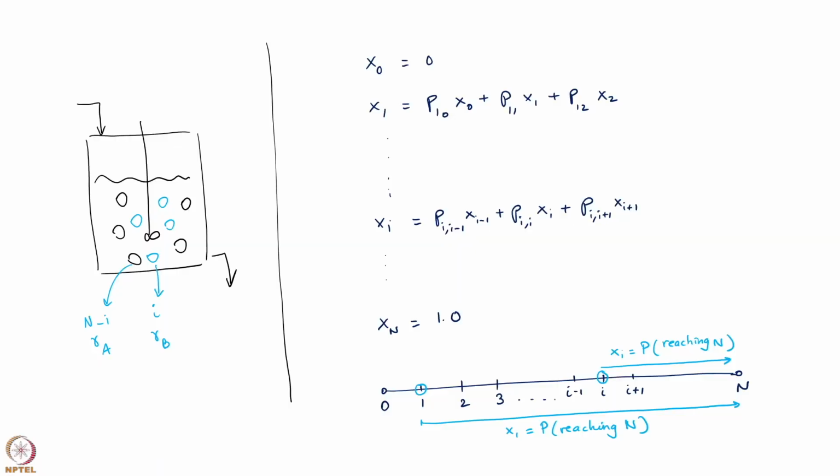Just to summarize the context in which we are discussing this, we have a chemostat in which there are two types of individuals. The black circles represent individuals which have a growth rate Ra, the blue ones are growing at Rb, and the state of the system is that there are I individuals which are of blue type and there are n minus I individuals which are of A type.